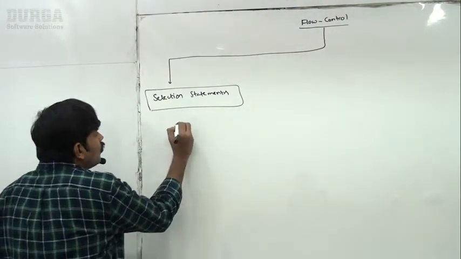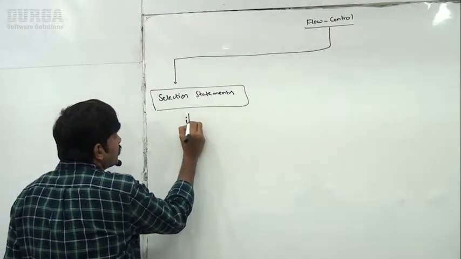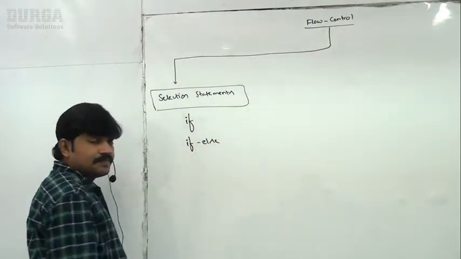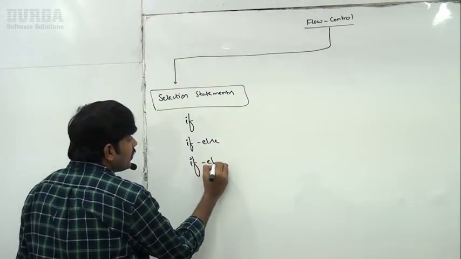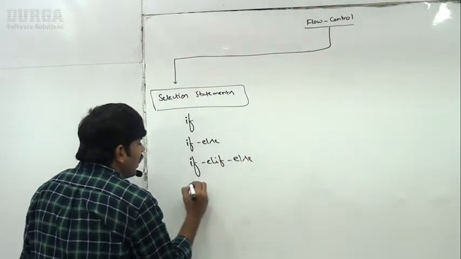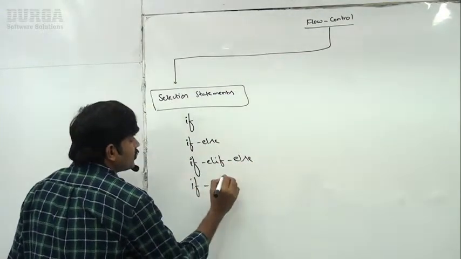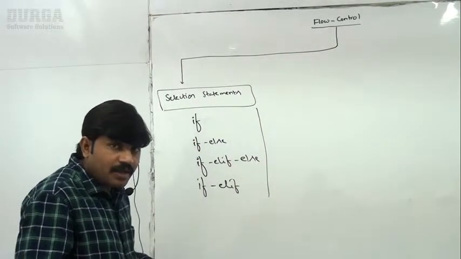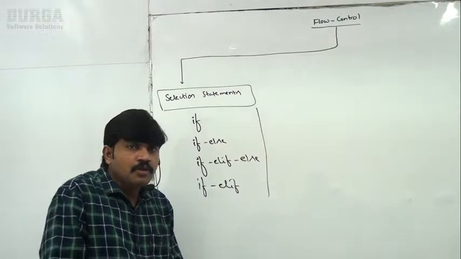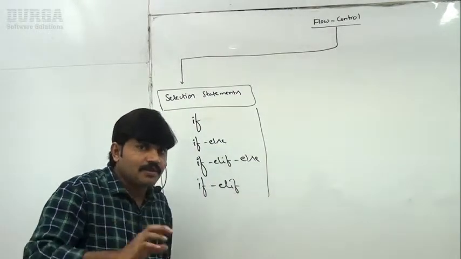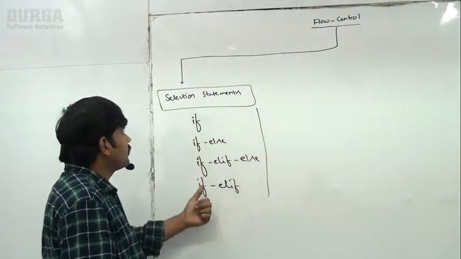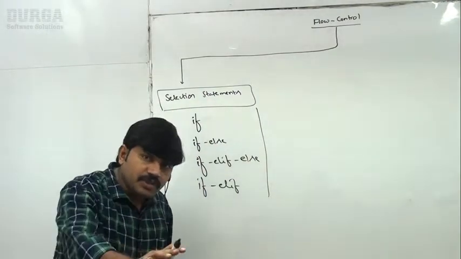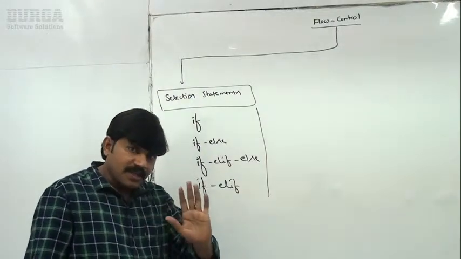Which statements are there? The if statement, if-else, and if-elif also. These things are selection statements. Among multiple options, one option will be selected and that option will be executed. Such types of statements are called selection statements. Of course, with examples, syntax and programs I will explain, and there you can get much clarity.